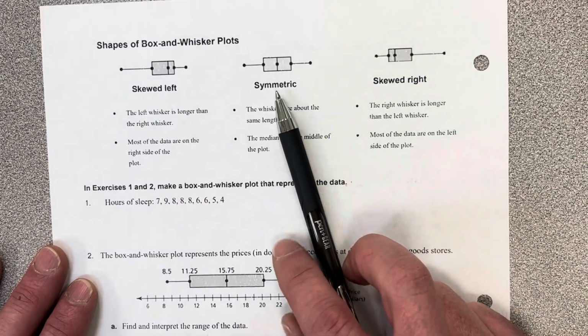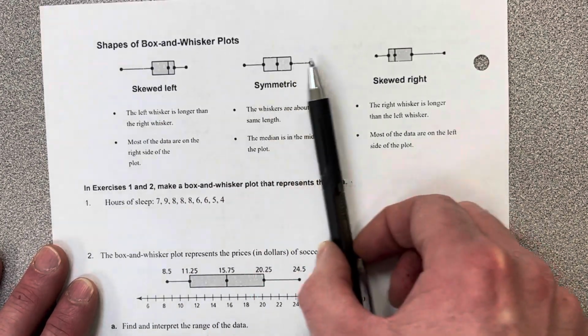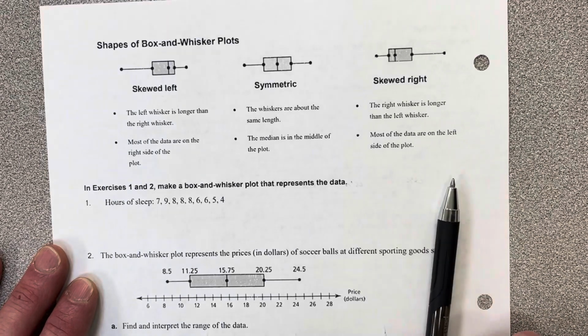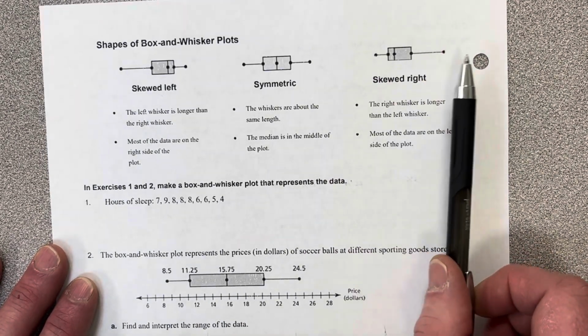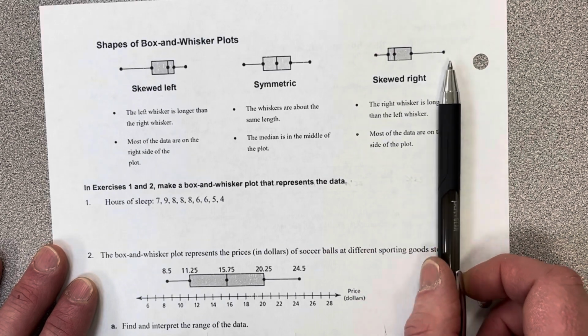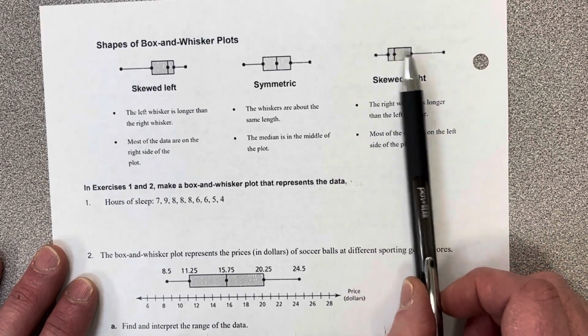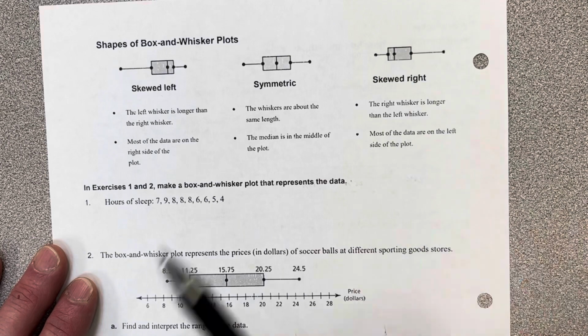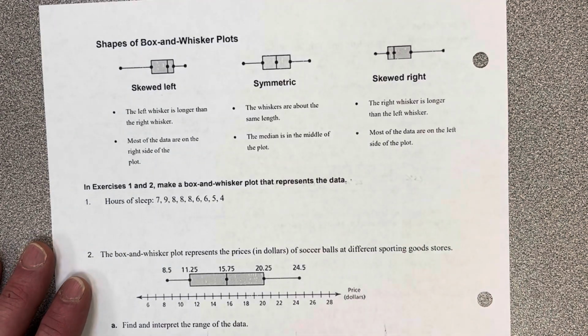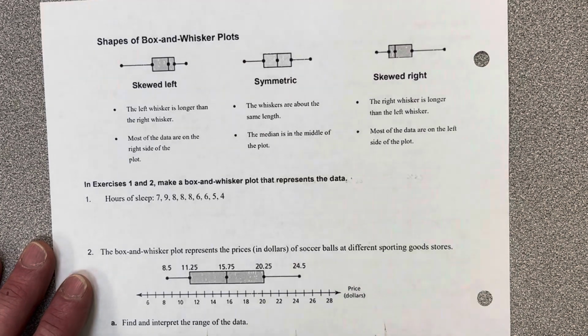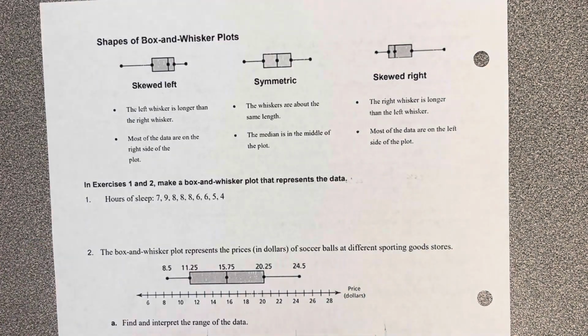And then symmetric is going to be balanced on both sides. And then if it's skewed right, that means the whisker on the right is going to be longer, and so that means your data is more concentrated to the left. Yeah, so there you have it.